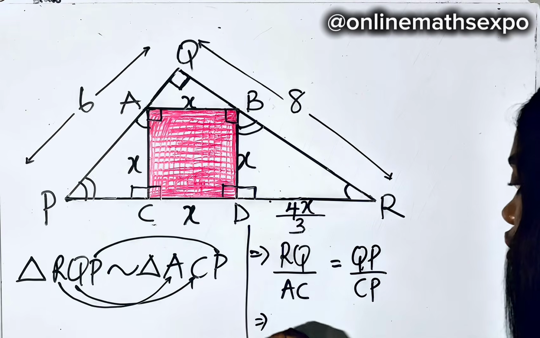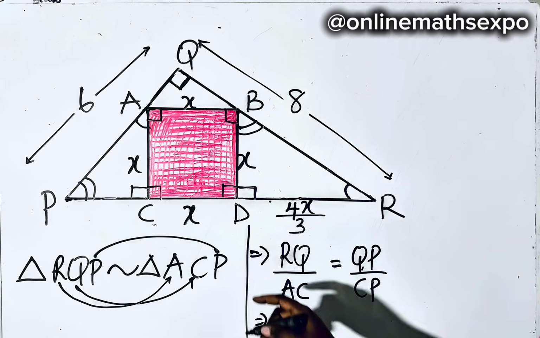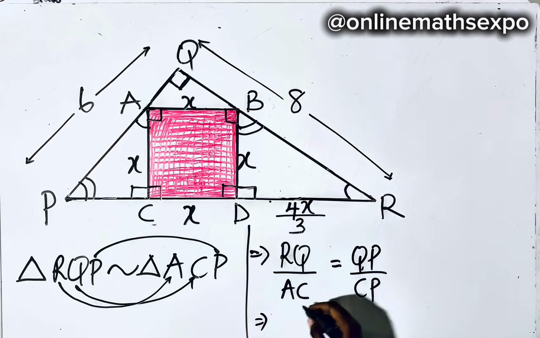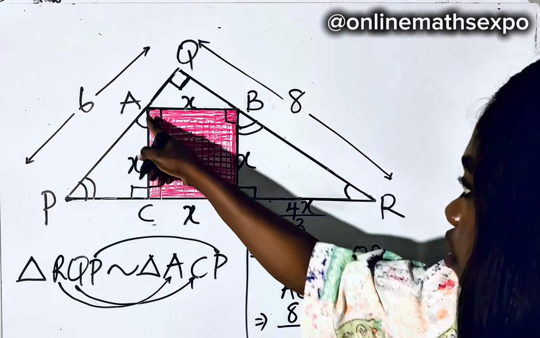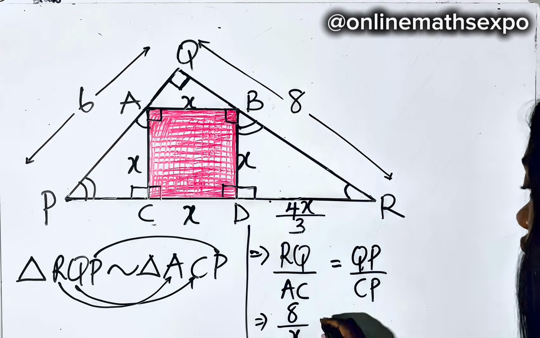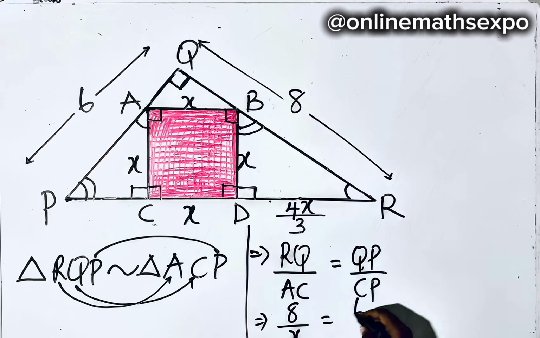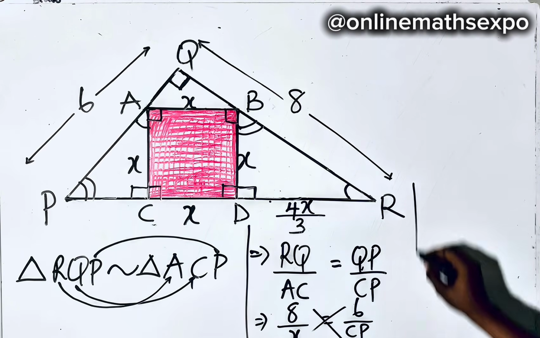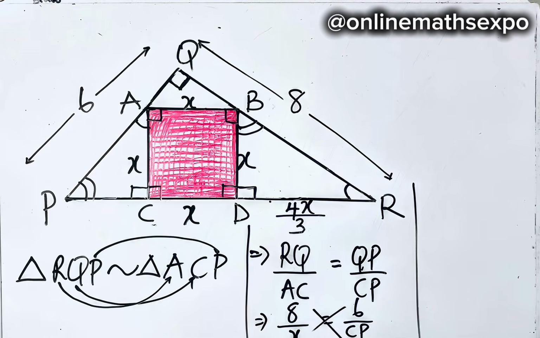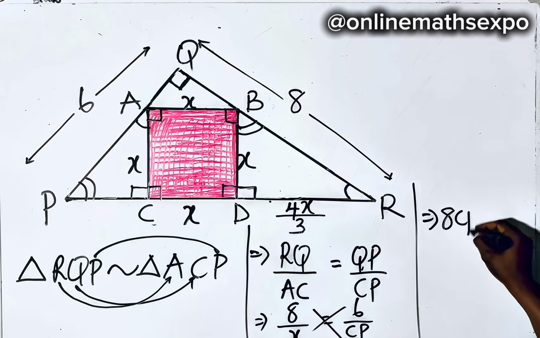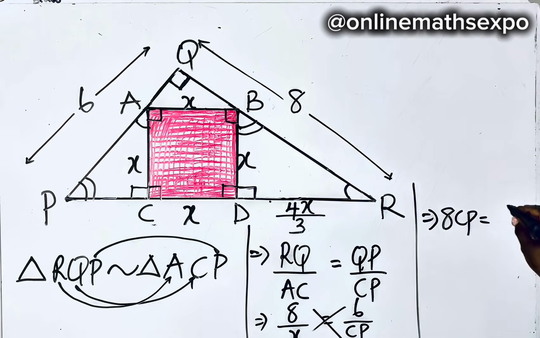So let's substitute. We are going to have RQ, which is 8, divided by AC, our AC is this length, which is labeled X. QP is this length, which is 6, divided by CP, which is what we are looking for. Quickly cross multiply. Our target is to get CP. So this times this will give us 8CP is equal to 6X.